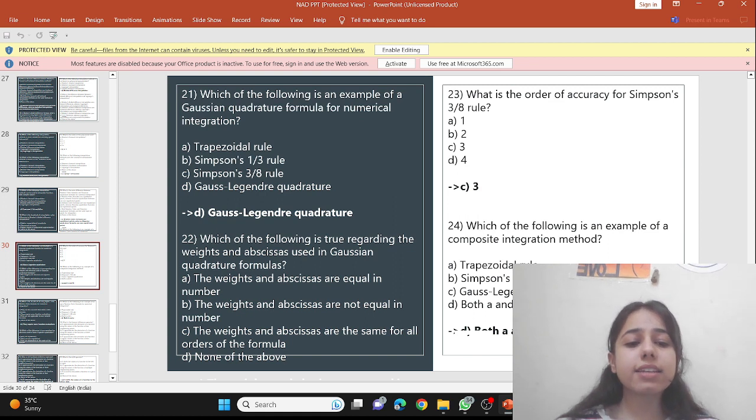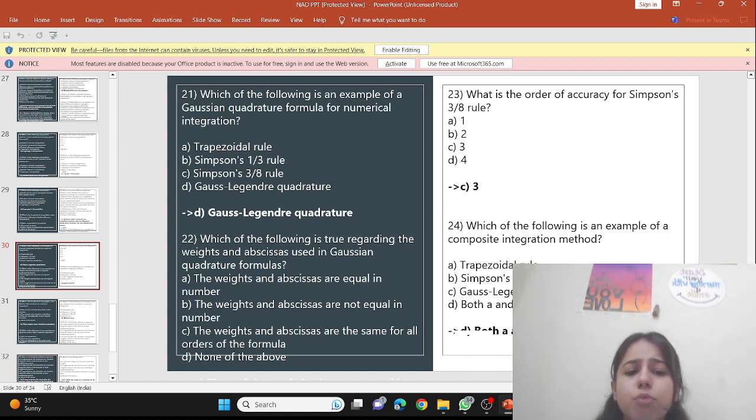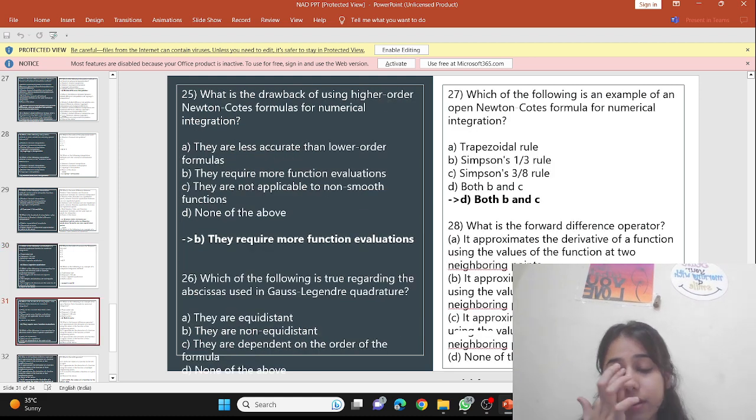24. Which of the following is an example of composite integration method? Options are trapezoidal rule, Simpson's 1 by 3 rule, Gauss-Legendre quadrature, and both A and B. I think in composite integration method, both trapezoidal rule and Simpson's 1 by 3 rule can be used. So answer is D, both A and B.